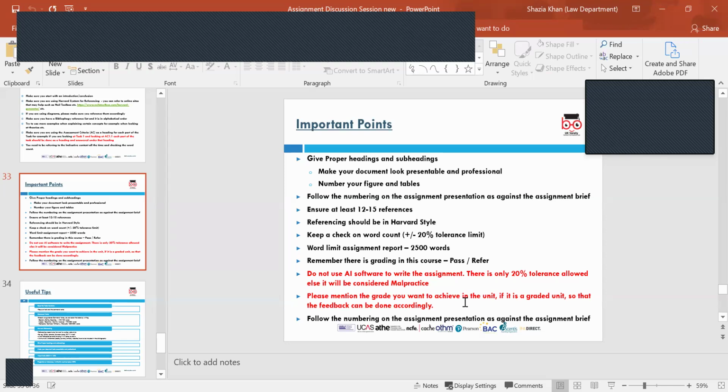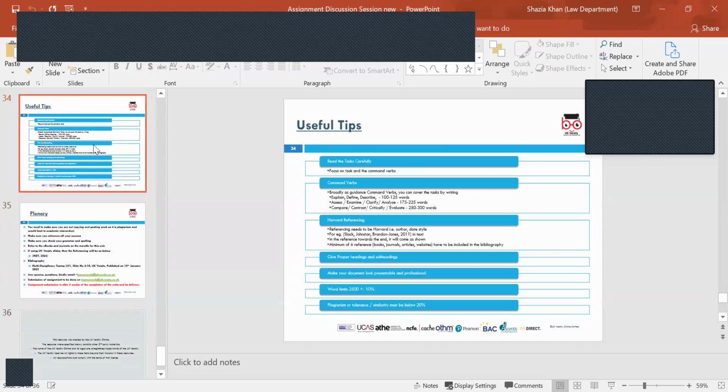Follow the numbering on the assignment presentation against the assignment brief. Again, it's really important to make sure that you read the tasks carefully. A lot of people move away from reading the tasks. Make sure you read them properly so you're able to understand the concepts. Focus on the task and the command verbs. Broadly, as guidance, for command verbs you can cover the task by writing: explain, define, describe, 100 to 125 words; assess, examine, clarify, analyze, 175 to 225 words; compare, contrast, critically evaluate, 250 to 300 words.